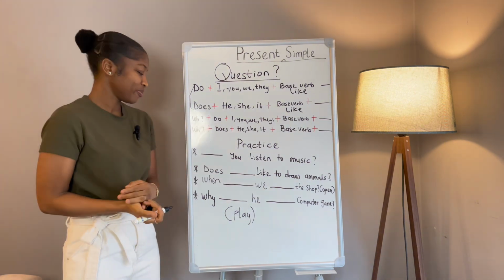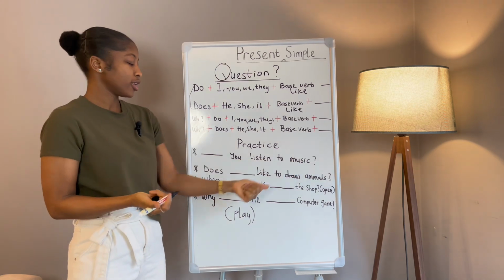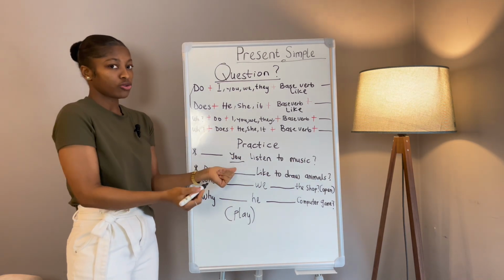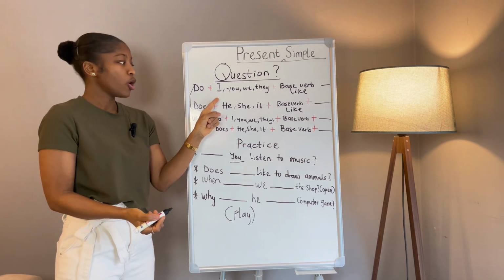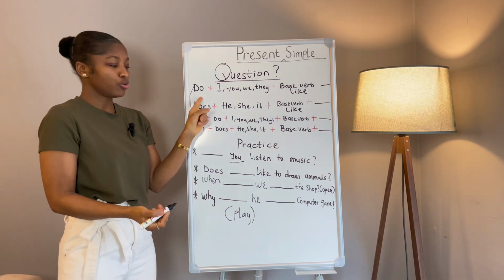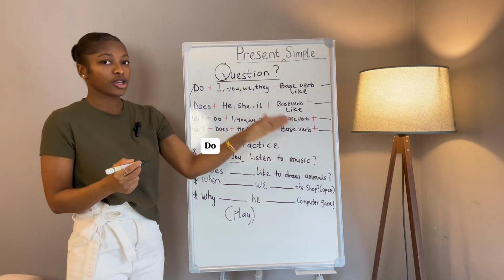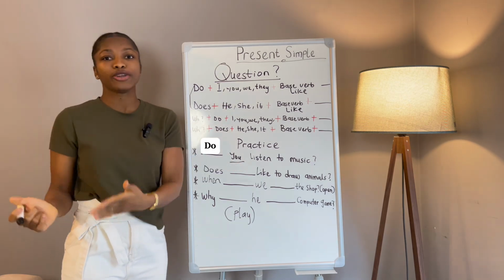Let's practice. The first question says, you listen to music. The subject here is you. So we need to go back to the rule. When we have the subject you, we, or they, we use do. So in this case, it becomes: do you listen to music? Yes, I do, or no, I don't.